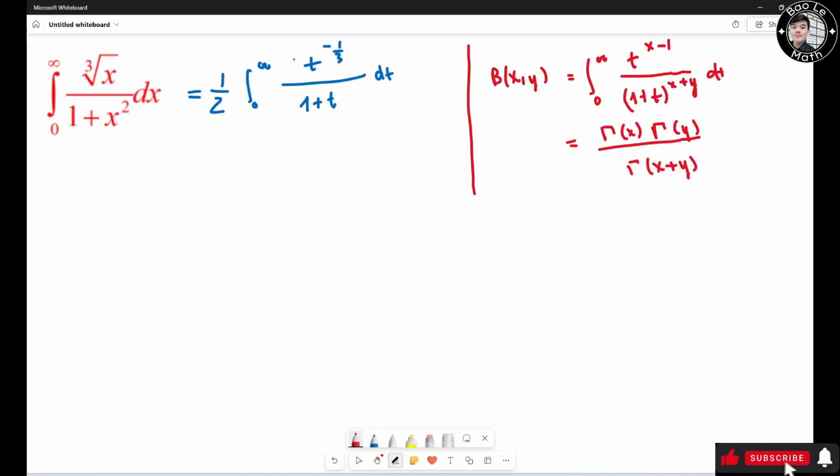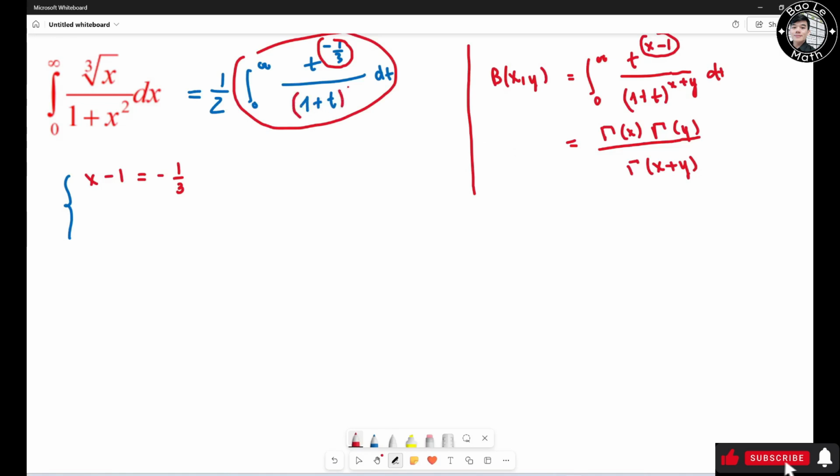Now our integral is right here, so I need to match them up. I have a system of equations. Negative 1/3 equals s minus 1, so s minus 1 equals negative 1/3. And the denominator can be written as 1 plus t to the power of 1, so 1 equals s plus y. So I need to solve this system of equations. Very easy: s equals 2/3 and y equals 1/3, right?